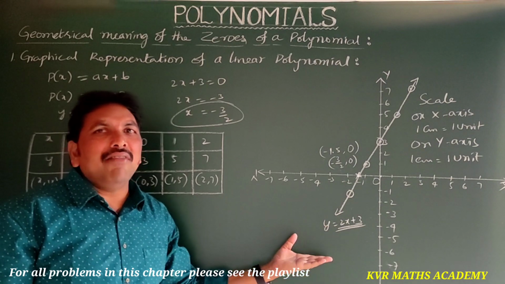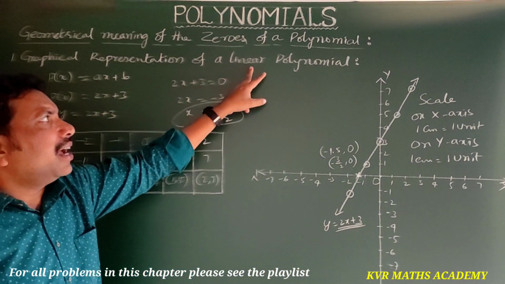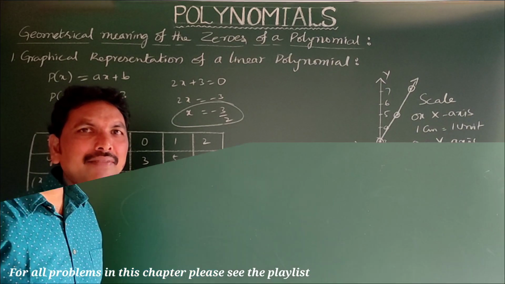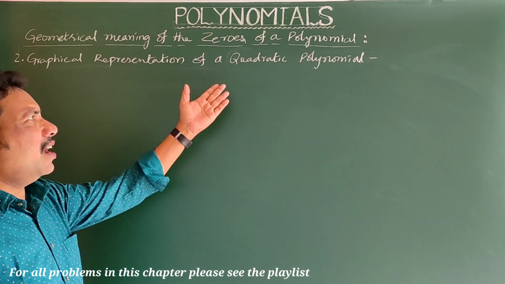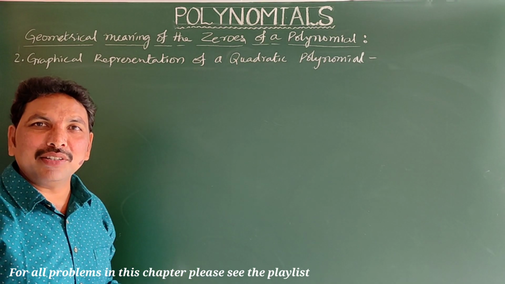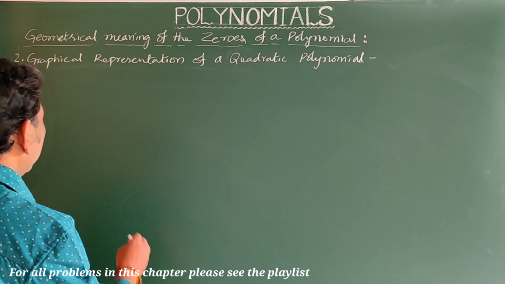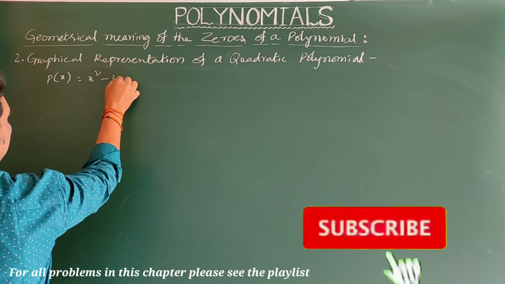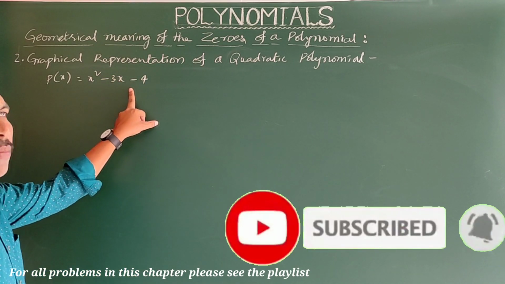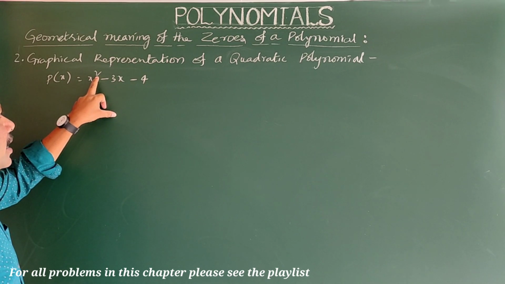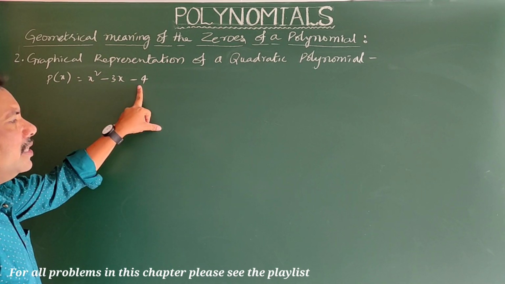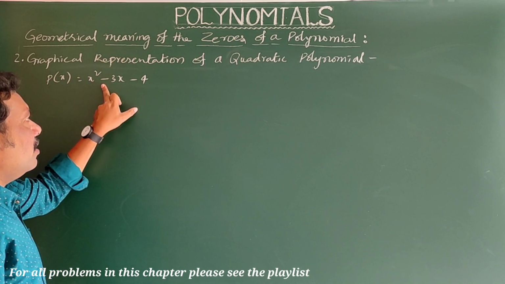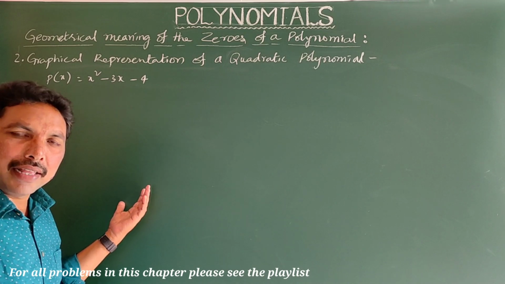Understood clearly? Next I will explain the graphical representation of the quadratic polynomial. Suppose I have taken p of x is equal to x square minus 3x minus 4. Is this a quadratic polynomial or not? Yes, exactly. Why? Because its degree is 2, no? So that's why it is a quadratic polynomial. For this p of x is equal to x square minus 3x minus 4, let us draw the graph.